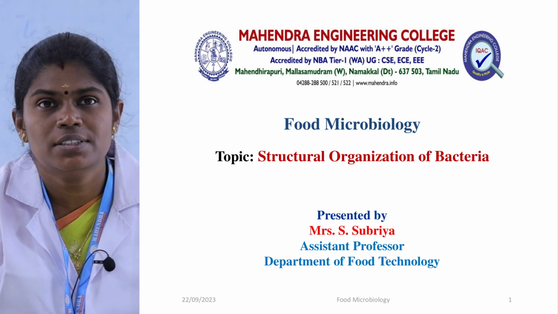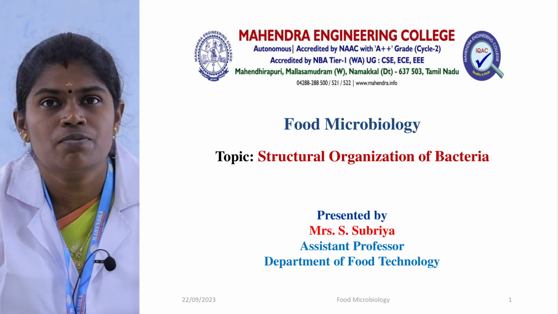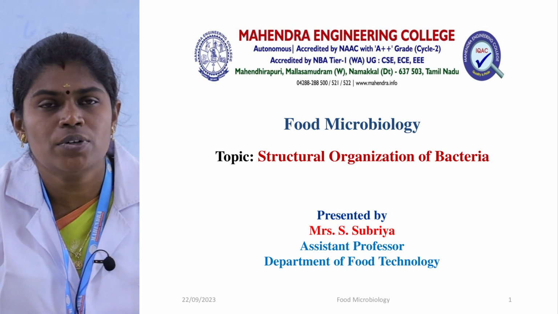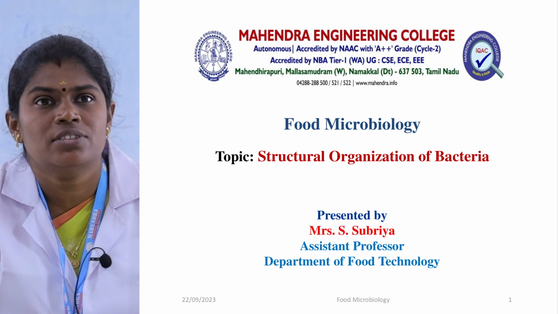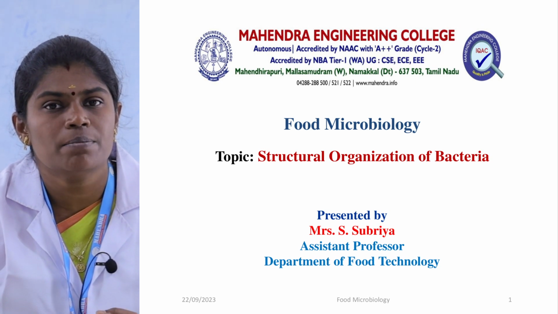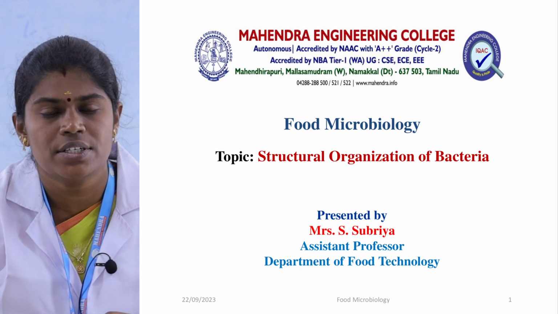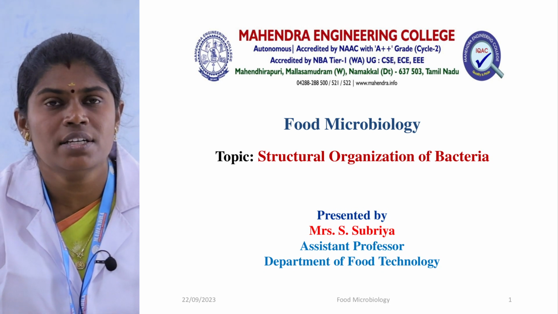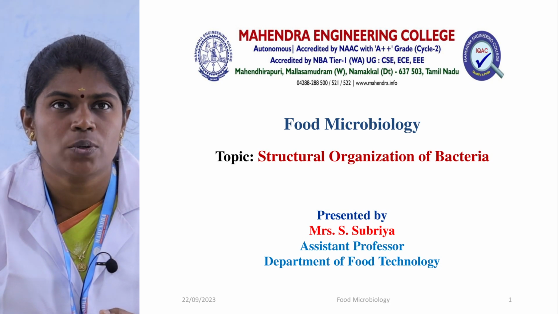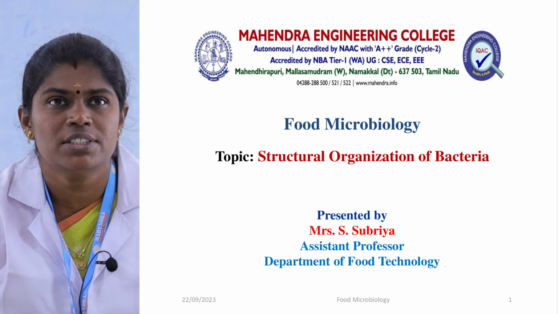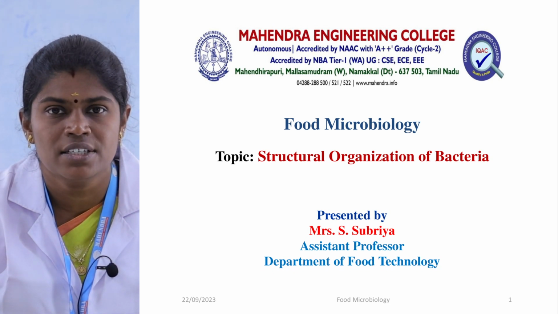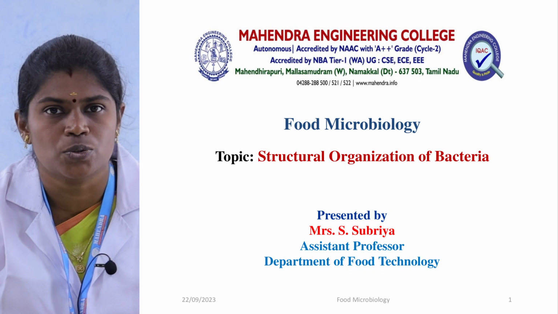Hello my dear students. This is our topic from first unit, structural organization of bacteria. Before entering this topic, we should know some basic things: what is meant by microorganism, what are eukaryotic cells, prokaryotic cells, and what is bacteria. First of all, microorganism is a small organism we can't see with our naked eye. We can view it under a microscope.